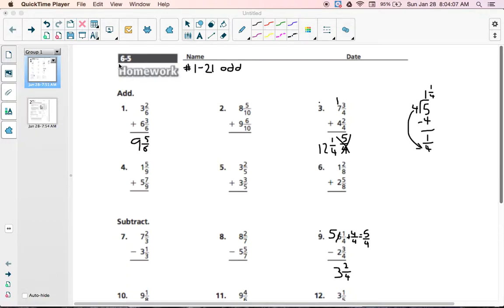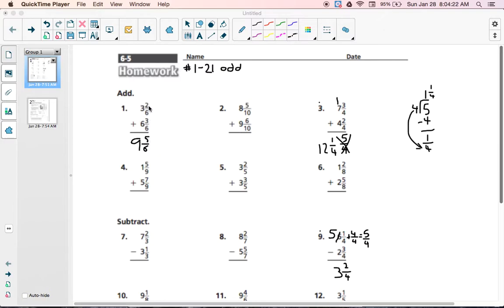All right, we're going to look at the homework for lesson 6.5. You're going to do 1 through 21, the odd problems. That's 1, 3, 5, 7, and so on. So in problem number 1, it's pretty straightforward.